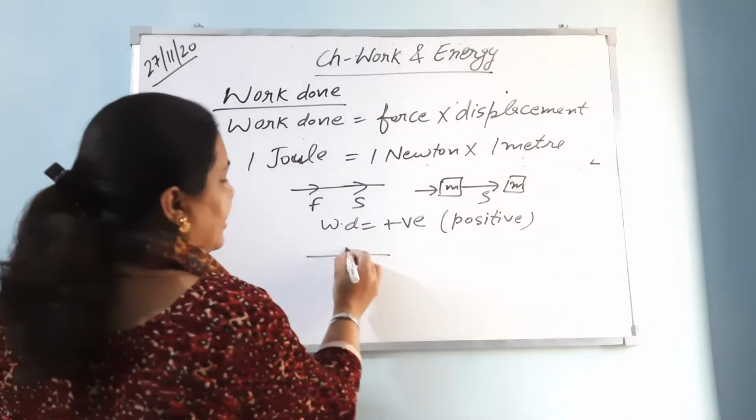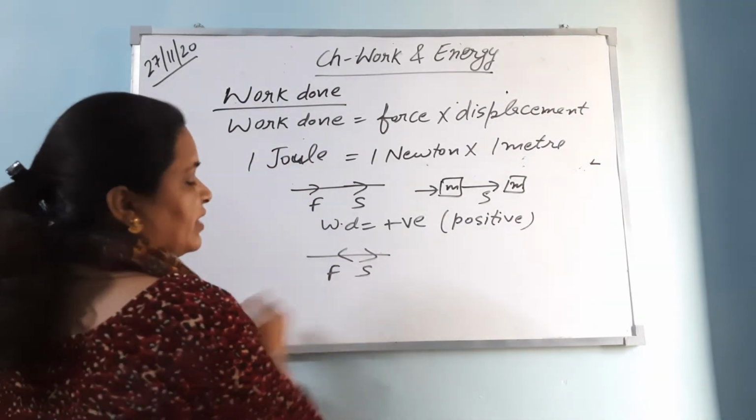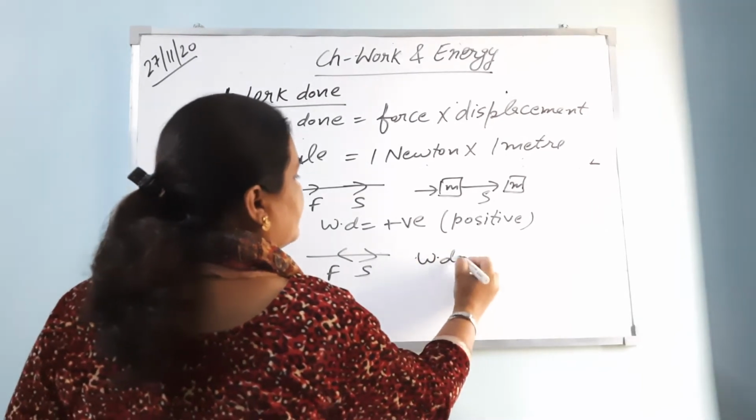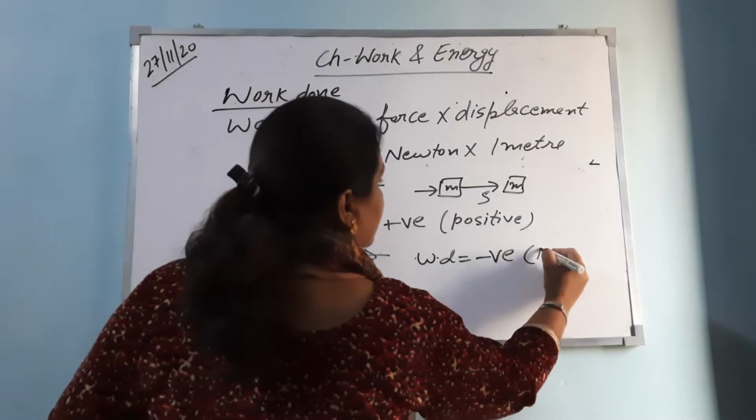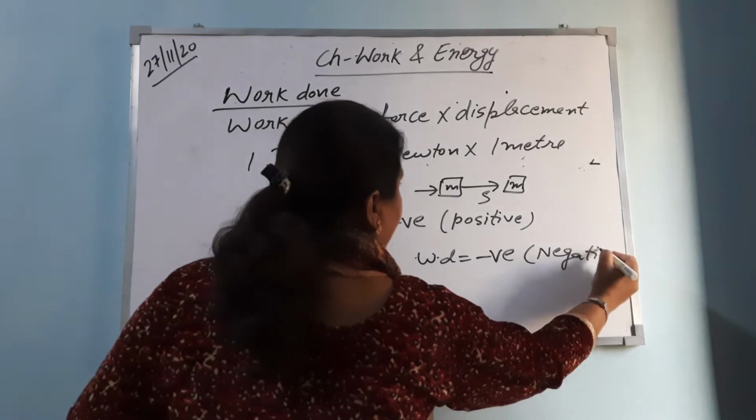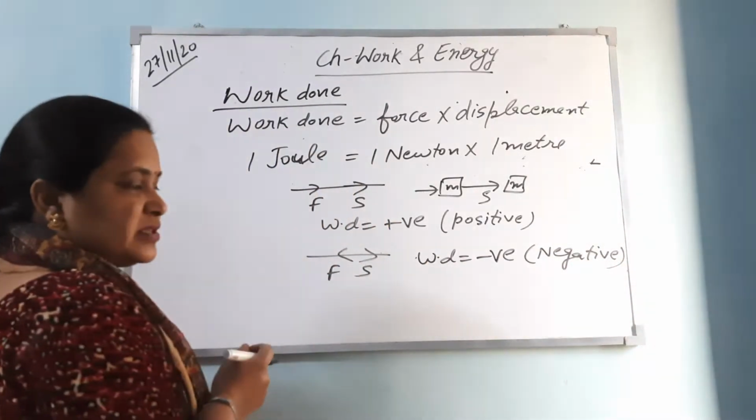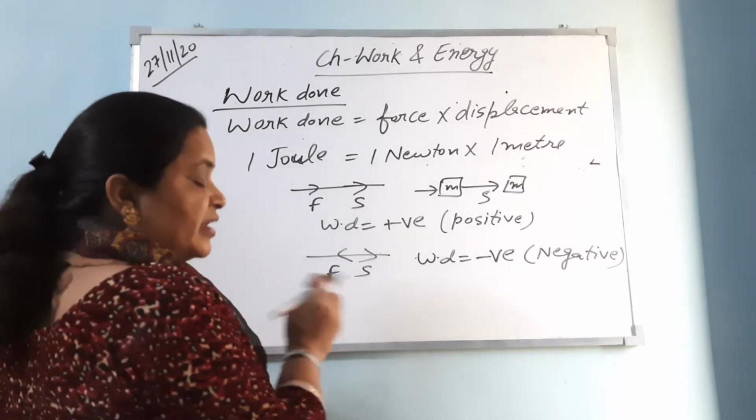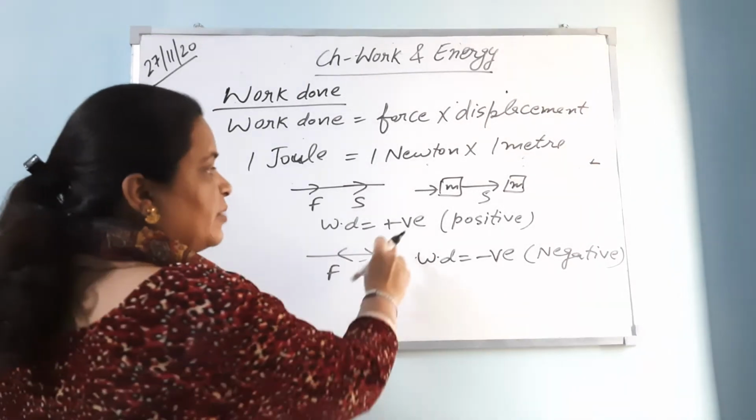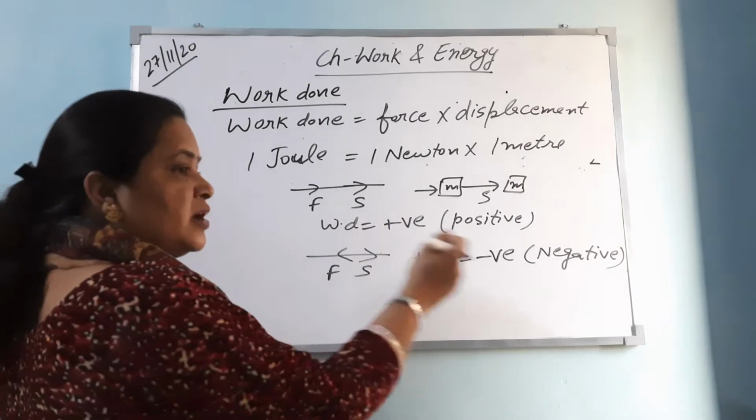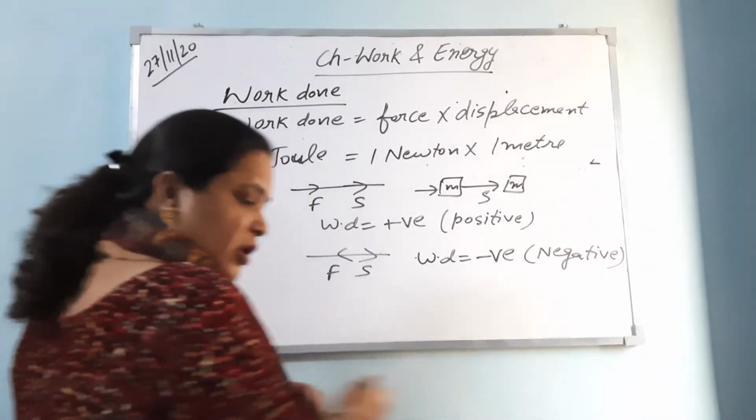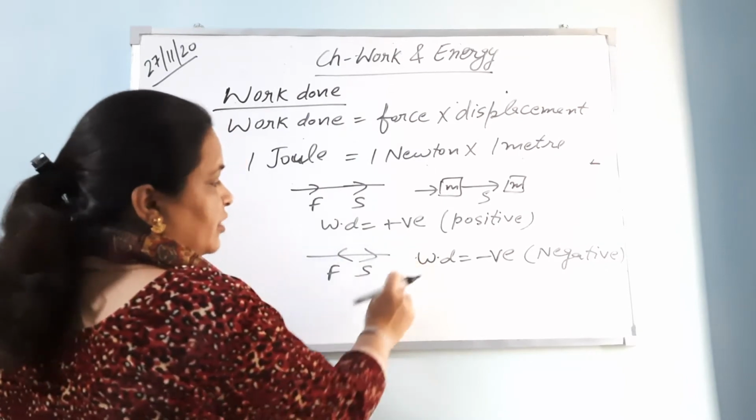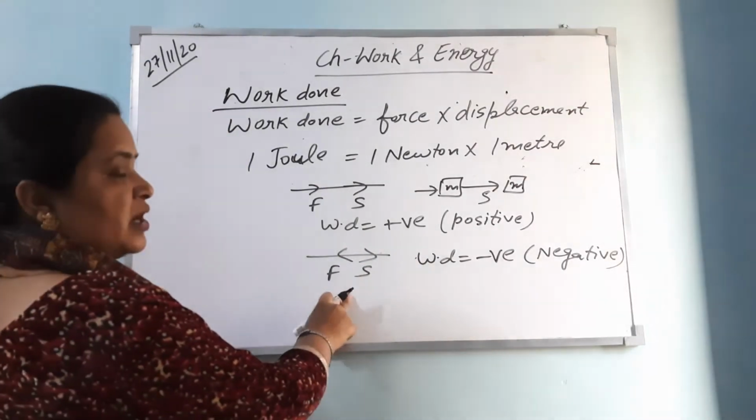And if F and S are opposite, like a frictional force acting on a body, in this case work done becomes negative. The best example to learn is a tug of war game. The winning team is doing positive work because they apply force and pull the other players in the same direction. So they are doing positive work and the losing team is doing negative work.